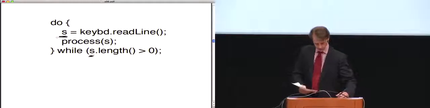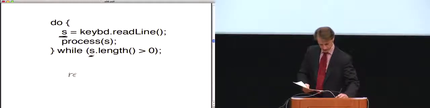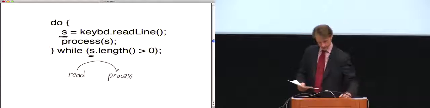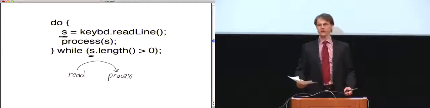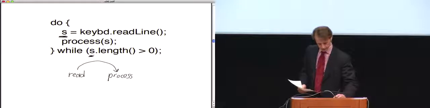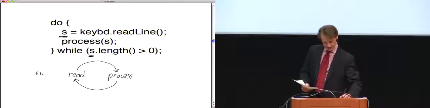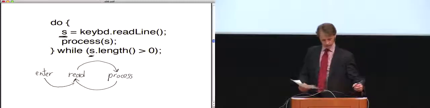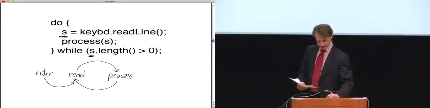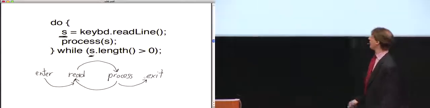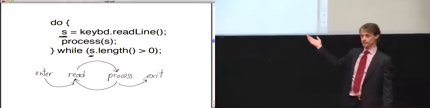So the way to think about this is that we have a loop that does two things. You're reading something from the keyboard, and you're processing the thing that you've read. And then, if the thing that you've read is empty, you quit the loop, otherwise you go back and you read something again. And so the natural place to enter the loop is here, where we're about to read something, and the natural place to exit the loop is here after we've just processed something. So that's the simplest kind of do loop.